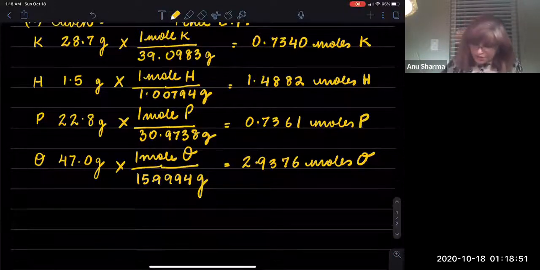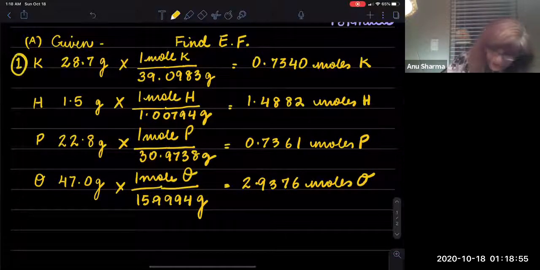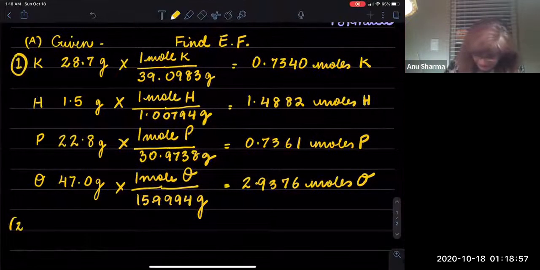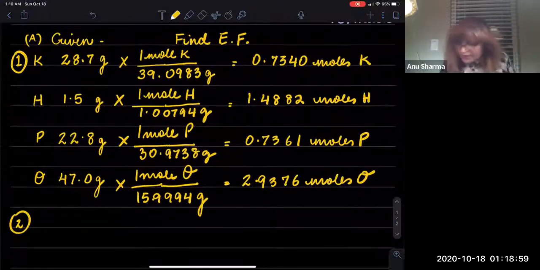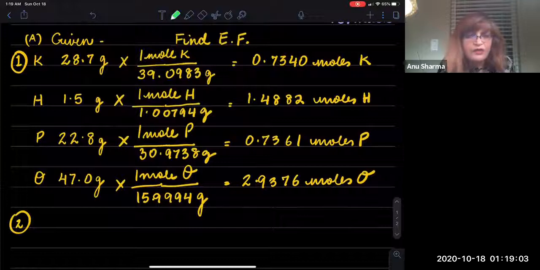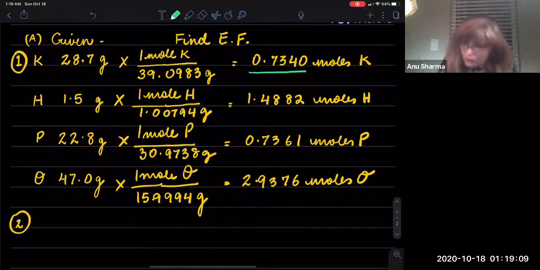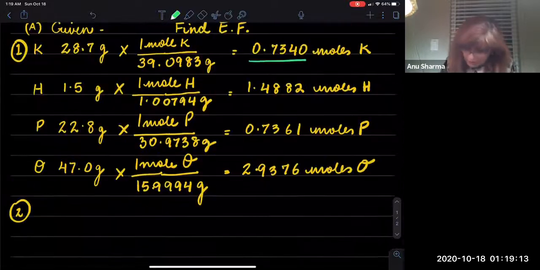Okay, so the next step is the mole to mole ratio. This was step 1, and the second step is the mole to mole ratio. First of all, we're going to see the lowest moles. The lowest moles are those of potassium, 0.7340. So those are the lowest moles.